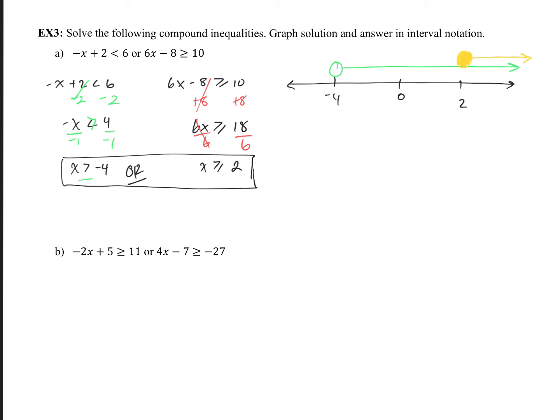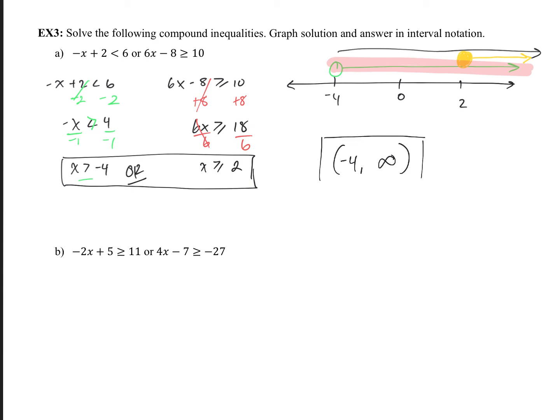Okay, so now we're talking about or. That is where we take everything from either side. Because remember, thinking of marriage, usually you bring everything from your marriages together. And there we go. All of that would be in our solution. So that goes from -4, but we don't include -4, all the way up to positive infinity. And we can never include infinity, and that is our interval notation.